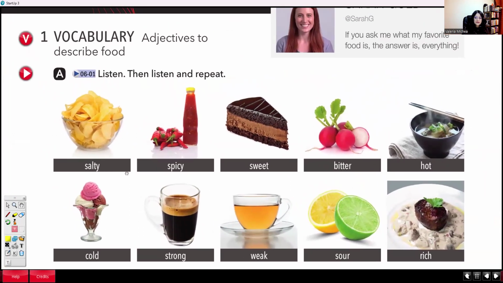Yeah, everything looks very delicious in this book. Now we are going to talk about adjectives. All right, so let me highlight that because this is the word that we're looking for. Adjectives to describe food, especially the flavor. All right, so let's give a listen to the pronunciation and then we'll talk about the meaning. Let's hear.